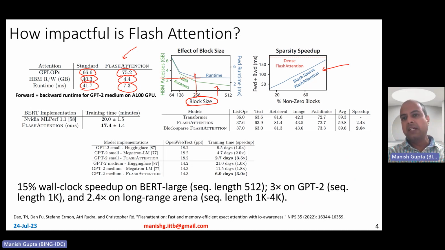So they are going to be zero. And therefore, in case of flash attention, what you could do is to just not compute those blocks. It's as simple as that, right?